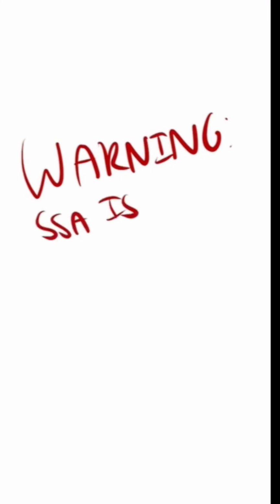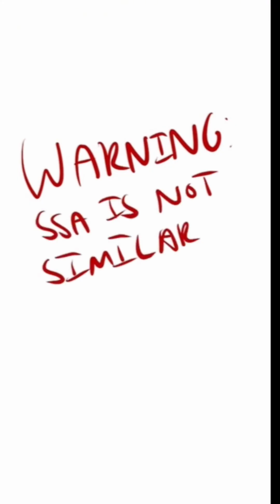Warning, as I said earlier in the video, SSA is not a type of similarity. To have two triangles be similar, the angle must be in between the two sides.